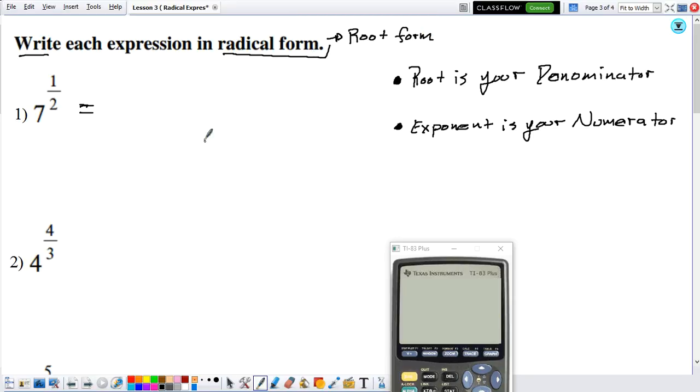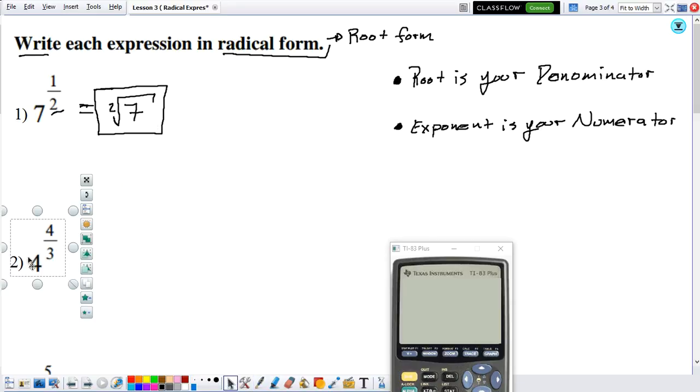Well, the first thing I want to do is rewrite the base. The base is 7. I know that I need to write it in roots. Now, again, the number that goes inside here is called my root, and I know that I can get the root from the denominator. So if we go back to here, my denominator was 2, so that means that my root is 2. My numerator is my exponent. Here it says that the exponent is 1, so we don't write that. So that's our final answer.